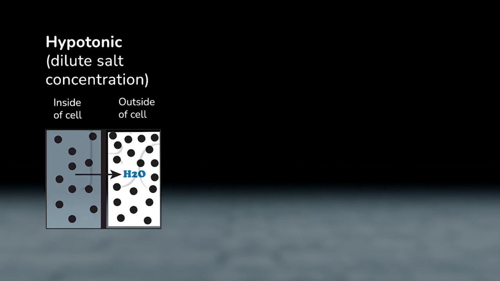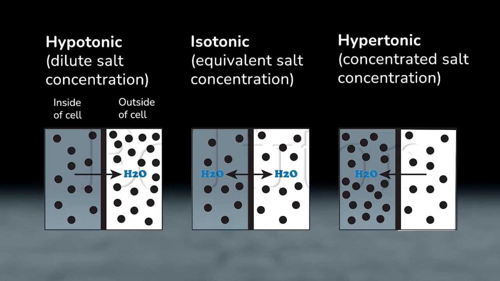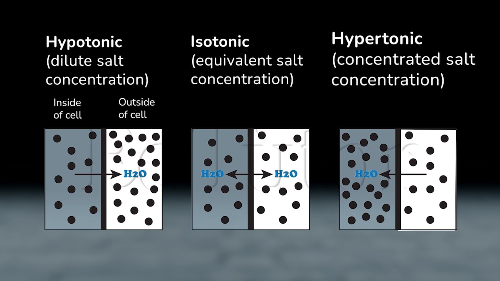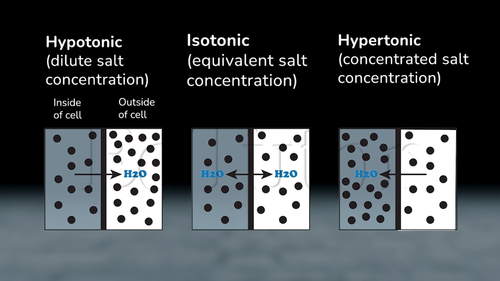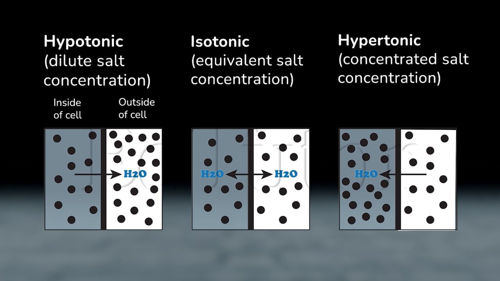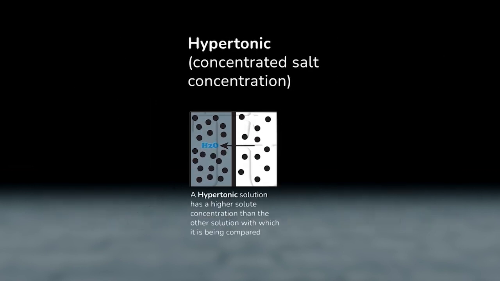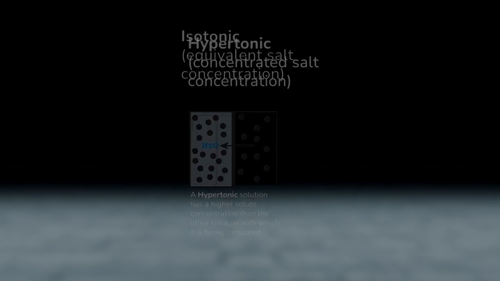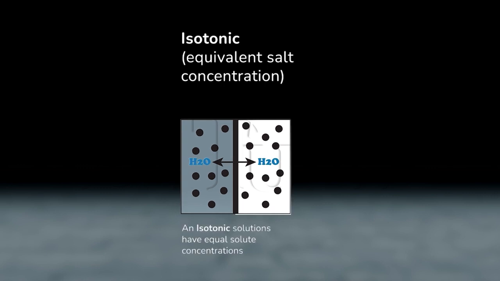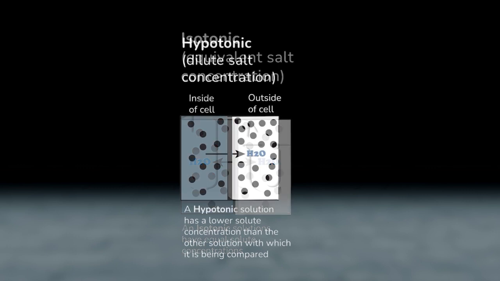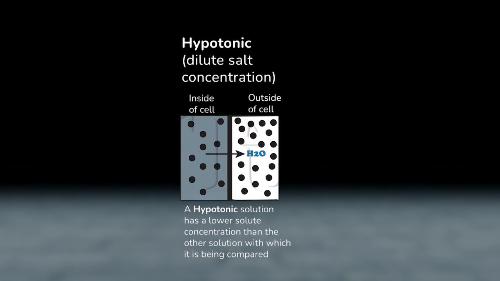So, a solution can have three kinds of tonicities. They can either be hypertonic, or isotonic, or hypotonic solutions. Hypertonic solutions means a higher solute concentration in solution than in the cell. Isotonic solution means equal amounts of solute in both the cell and the solution. Lastly, hypotonic solution means that there is a lower solute concentration in solution than in the cell.